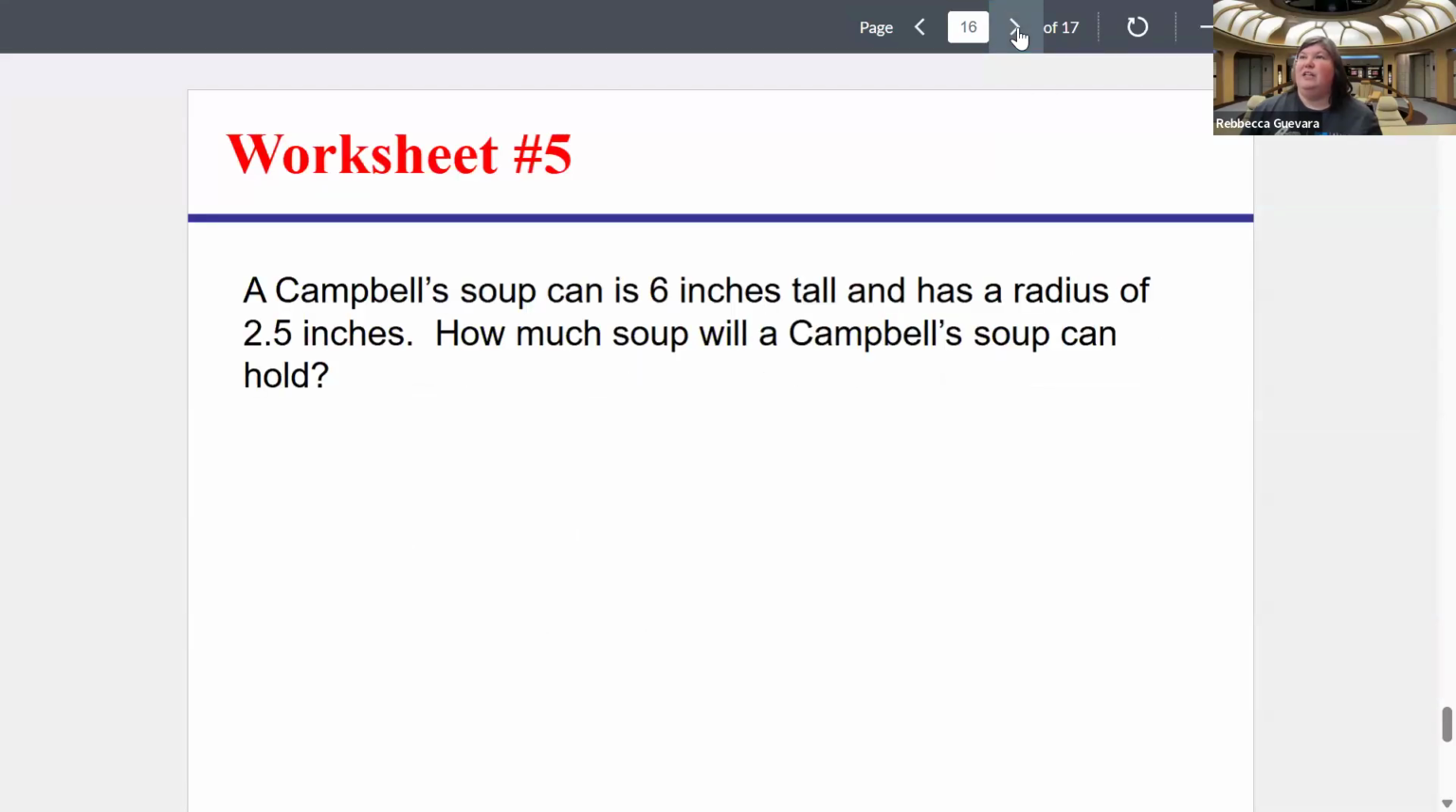Okay, so for your worksheet, you just have 2 questions here. First, we'll just read the question, we'll see what we're figuring out. So you have a Campbell soup can that is 6 inches tall, and we know that the radius, because it's going to have a circular base, is 2.5 inches. We want to know how much soup the Campbell's soup can will hold.